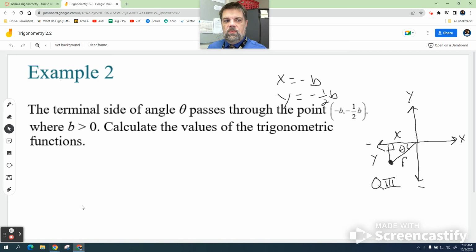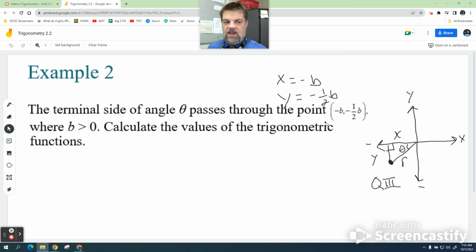Okay, so question number 2, it says the terminal side of an angle theta passes through the point negative b, comma, negative 1/2 b. Where b is greater than 0, okay, so what they're saying is b will not be a negative number. In other words, my x value will be negative and my y value will be negative.